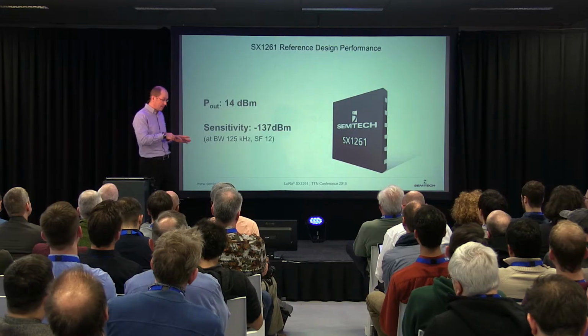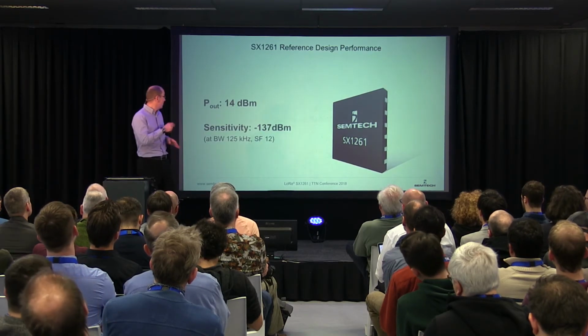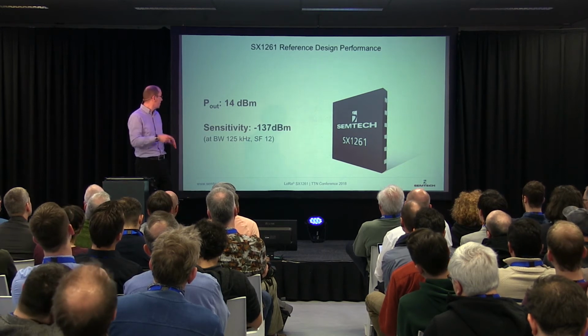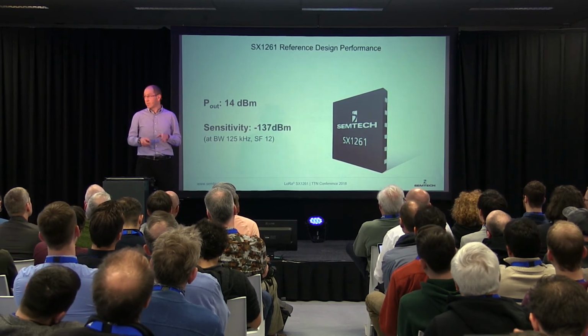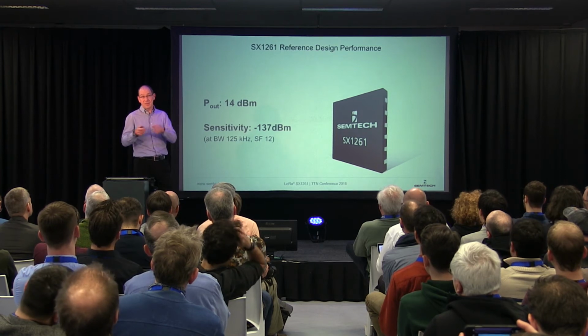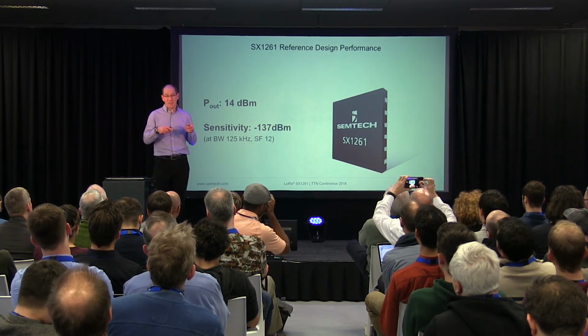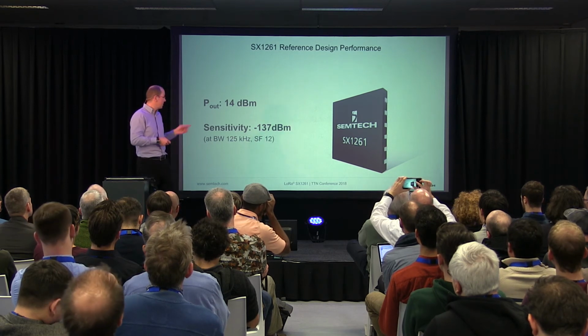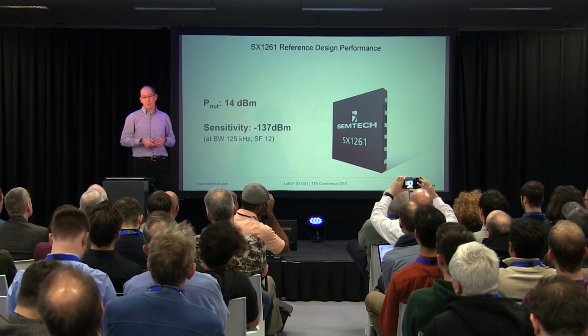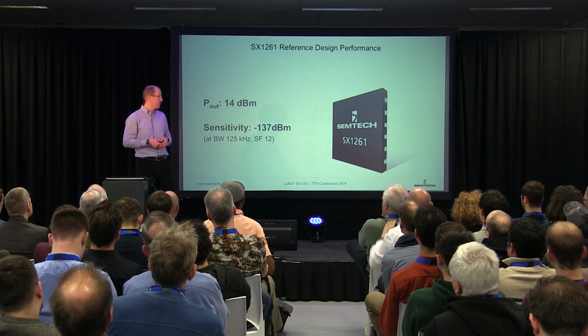At the end of the process, what you want to achieve for the 1261 is 14 dBm output power after the antenna, and with less than 30 milliamps current consumption, and a sensitivity down to minus 137 at SF12.